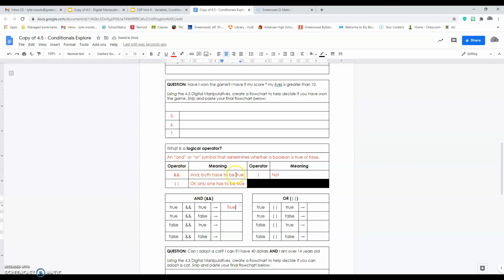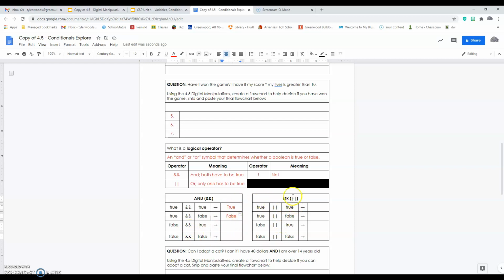Because with an and, both of them have to be true for the expression to result in a true. Okay? So if he mowed my yard, true, and he did not wash my car, then the statement would be false. Okay? You guys can do the next ones on your own for and. Make sure you pause the video to finish these.